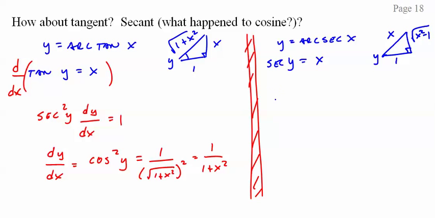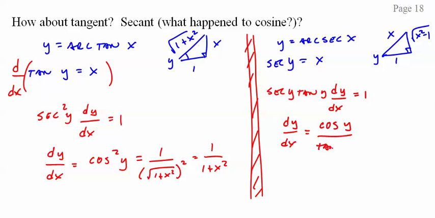Implicit differentiation. Secant of y, tangent of y, times dy dx equals 1. dy dx equals, again, divided by secant, like multiplying cosine over tangent. Cosine of y is 1 over x.